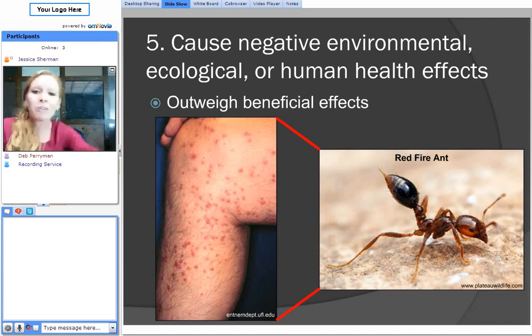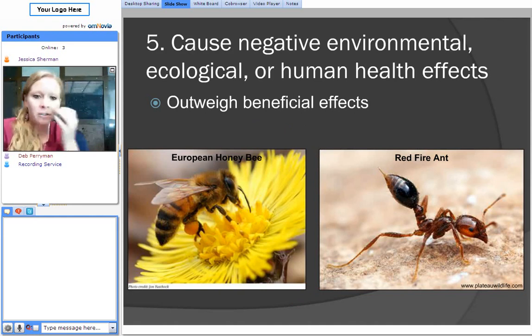So when we're thinking about these two species and the negative environmental, ecological, and human health effects, European honeybees are not native, but we don't really consider them invasive because we get a lot of benefits from them. On the contrary, red fire ants are not native, but they produce a lot of damage to the native invertebrate communities and to human health. So we think of them as an invasive species. So that's the last obstacle that organism has to overcome to become considered as invasive.